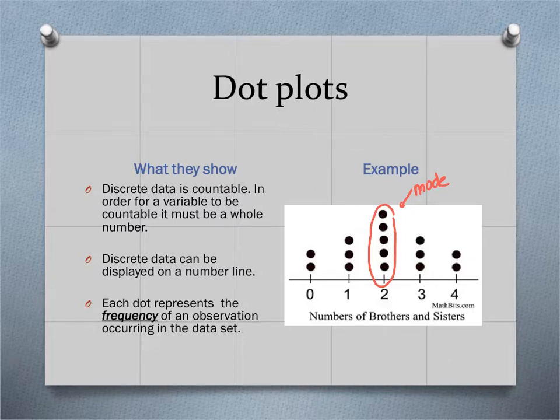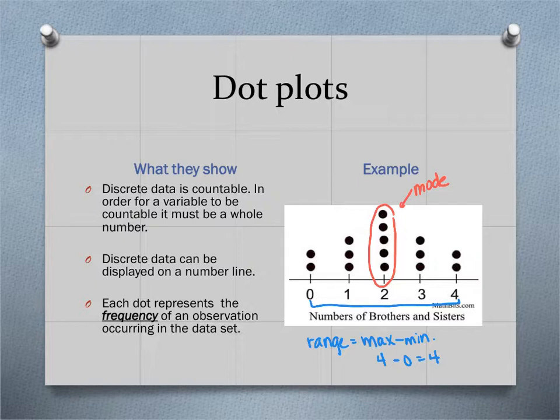The other thing that's easily seen is the range of the data set. You can see that it ranges from 0 to 4, and the range is equal to the maximum value minus the minimum value. So in this case, that would be 4 minus 0, which is equal to 4.